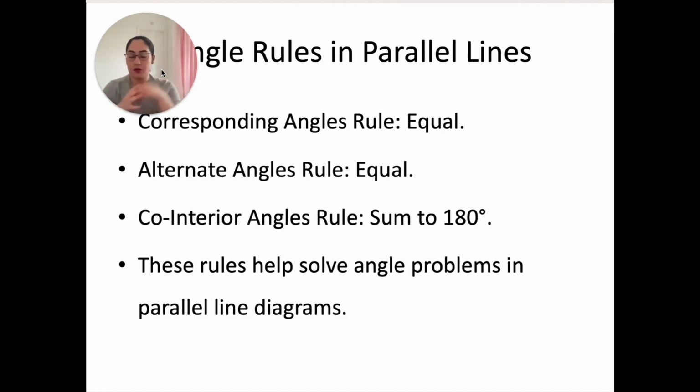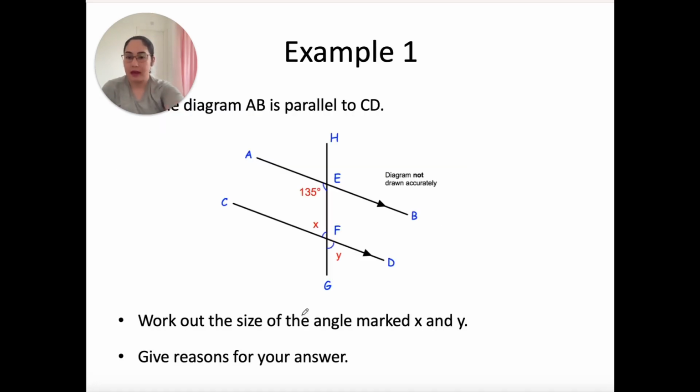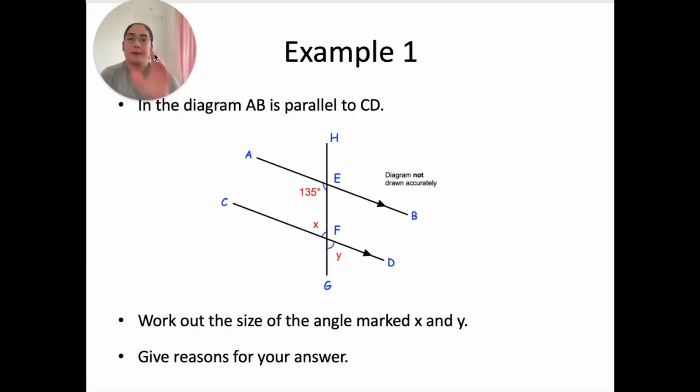Co-interior angles, where the two angles along a straight line will add up to 180. And we use these rules to solve angle problems in parallel line diagrams. Now, there could be more shapes involved with the parallel lines, and we're going to look at some examples now. So let's dive straight into it.